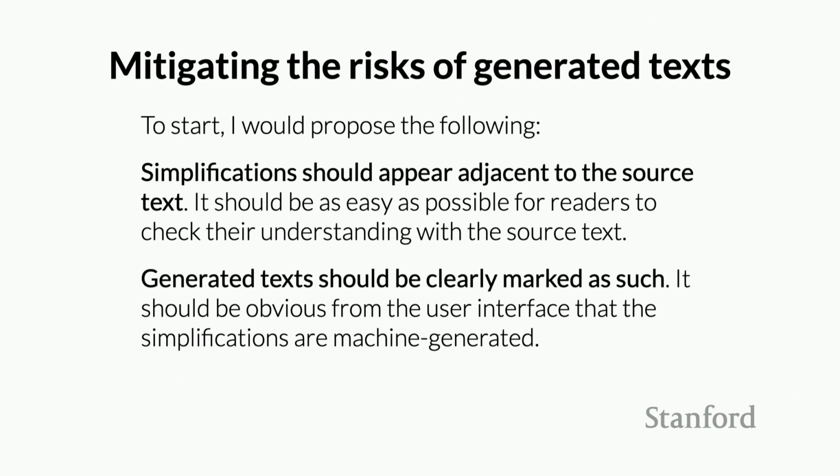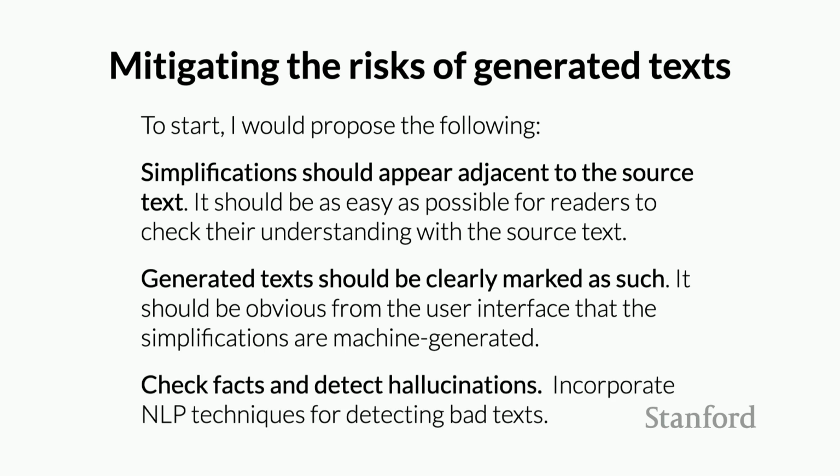Second, generated text should be clearly marked as such, so it should be clear to people this was generated. And then third, I think in the long term, incorporating some technologies around checking facts and hallucinations and that kind of stuff is something that should be done to reduce, to the extent possible, the prevalence of those hallucinations. So those are some of the ways that we've thought about it so far, but I think it's a really important point that needs to be considered with the creation of all of these technologies.